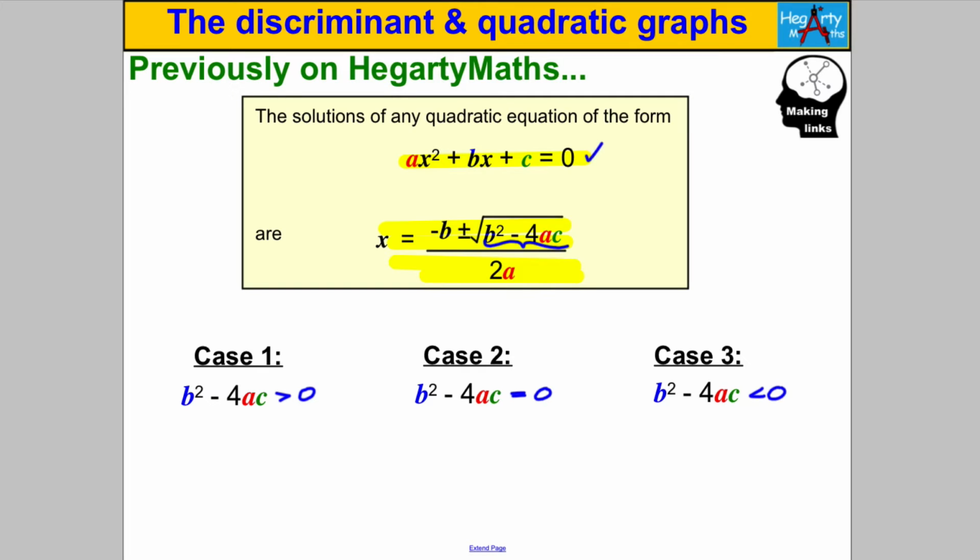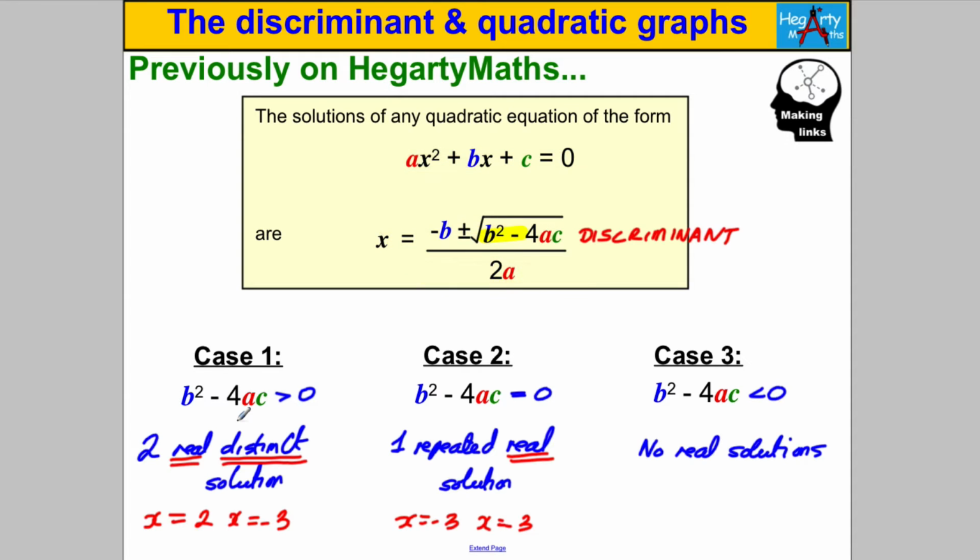I want you to pause the video and see if you can remember the three cases. If b squared subtract 4ac is bigger than 0, how many solutions do you get? If it's equal to 0, how many solutions? If it's less than 0, how many solutions? Pause the video and double check you can remember that.